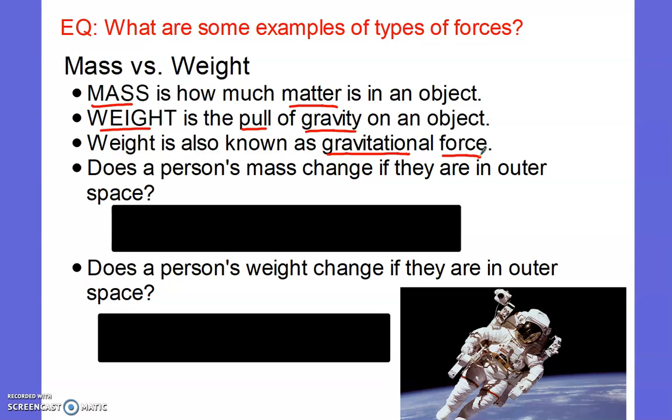Now, what I'd like you to do is answer these two questions, see if you can answer them first, and then check to see if you are correct later. The first question is, does a person's mass change if they are in outer space? In your notes, write down an answer. Also, does a person's weight change if they are in outer space? Pause the video, answer those two questions, and once you're done, unpause the video and see if you're correct.